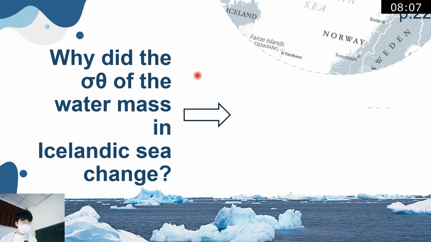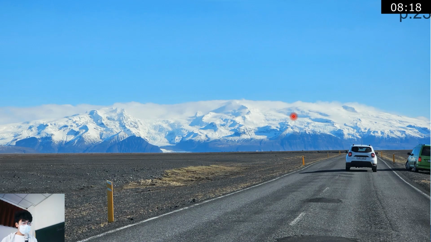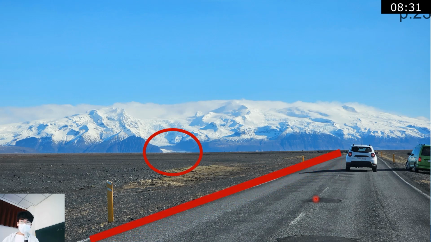And what made the potential density of the water mass in the Icelandic Sea change? It is because of the reduced sea ice. This is a picture I took in Iceland, and this is the glacier we can see from far away. But the guide told us that 20 years ago, the glacier was over here. So we can see how much the glacier has reduced.